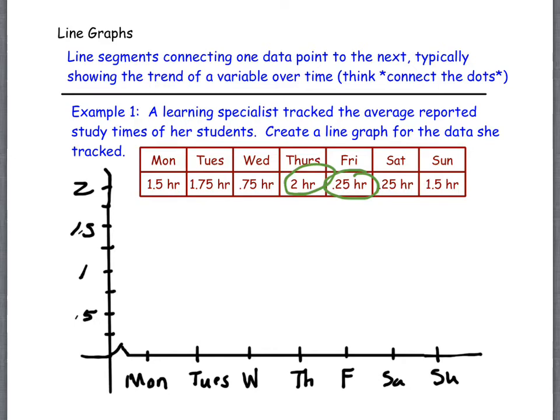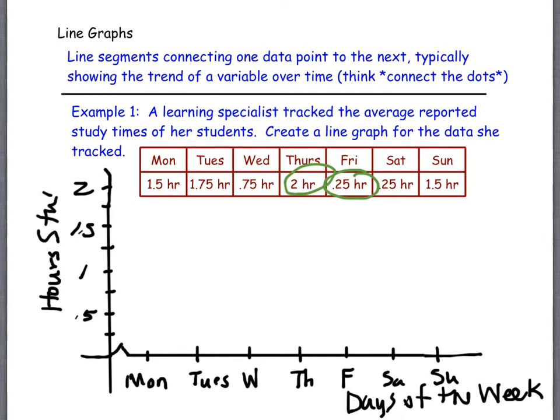And along the horizontal axis, rather, what are these? These are the days of the week. What is my vertical axis this time? It's hours. And it's the hours they've been studying.